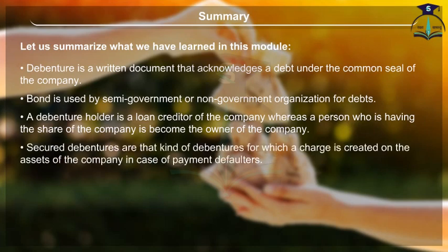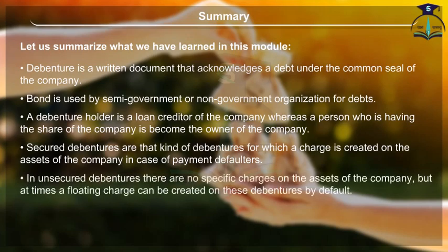Secured debentures are that kind of debentures for which a charge is created on the assets of the company in case of payment defaulters. In unsecured debentures, there are no specific charges on the assets of the company, but at times a floating charge can be created on these debentures by default.